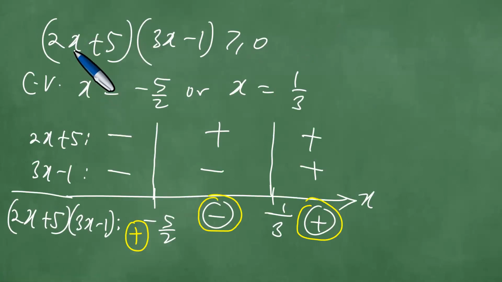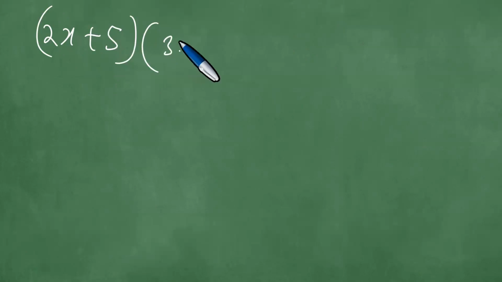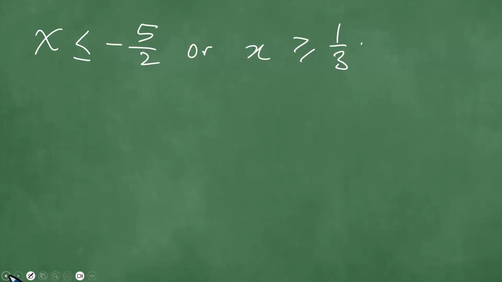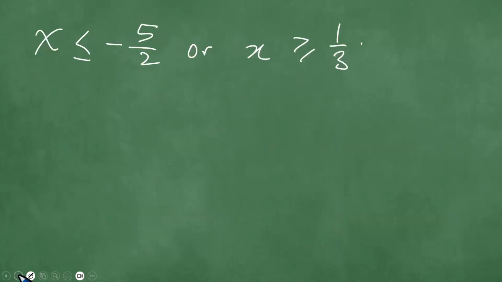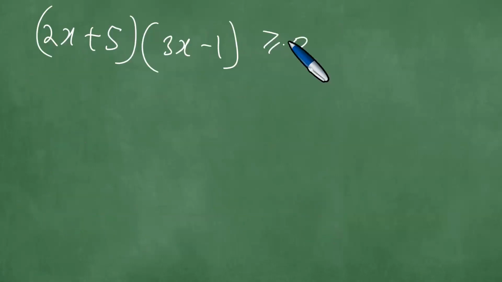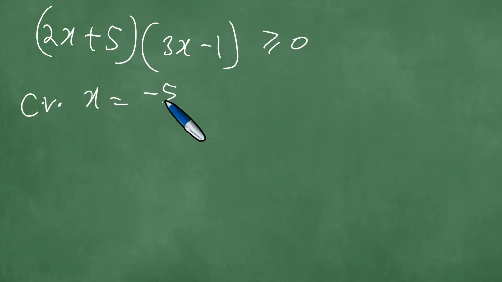We're going to discuss that because if you have 2x plus 5 into 3x minus 1, is greater or equal to 0, you obtain the critical values. What are the critical values? This one, or x is 1/3, like this.